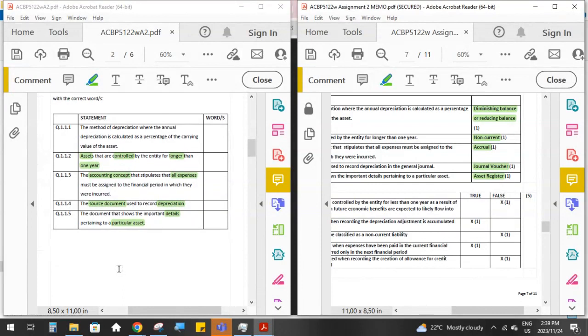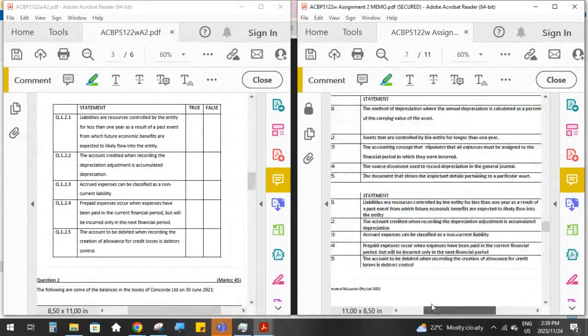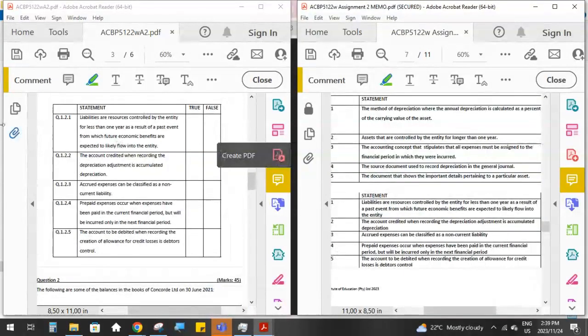Okay. Then we've got a true or false. I'm going to just hide the answers for a minute so that you can see if you get it right as we go along. So our first one, liabilities are a resource controlled by the entity for less than 1 year as a result of a past event from which future economic benefits are expected likely to flow into the entity.